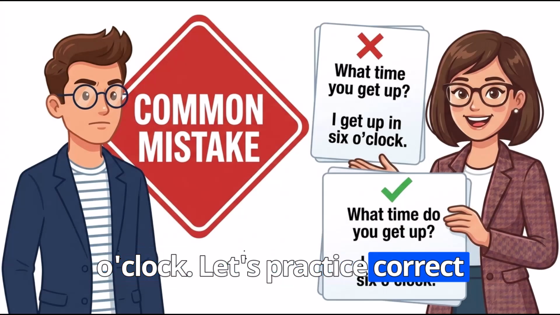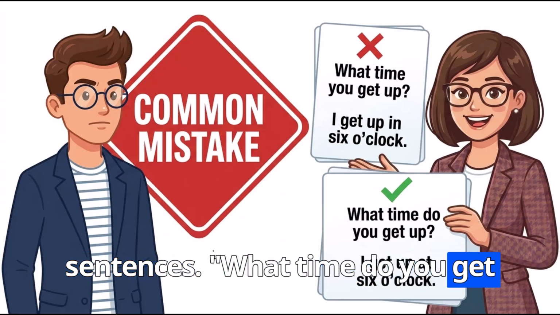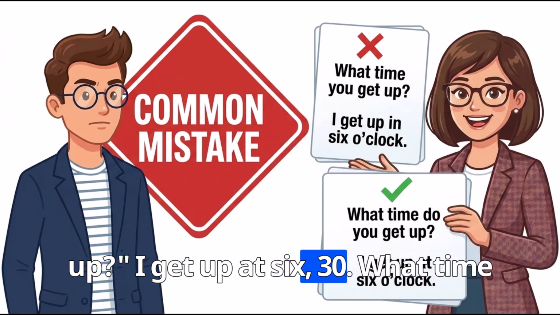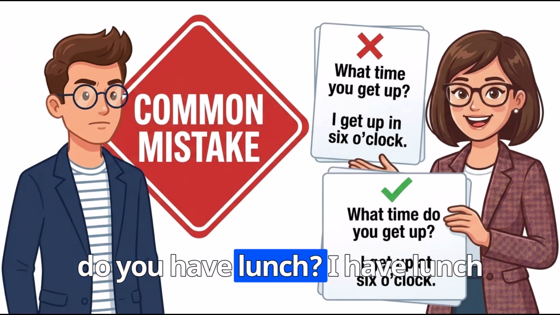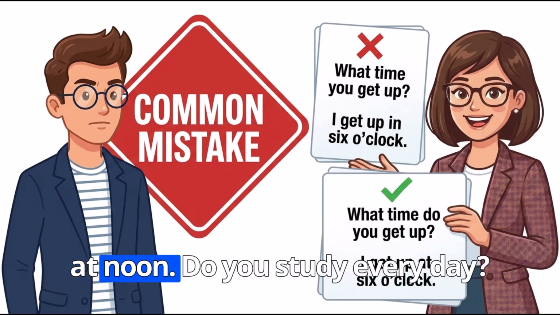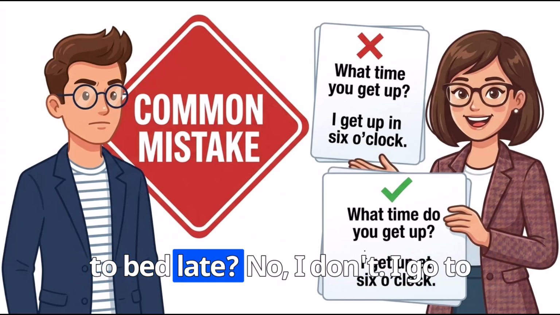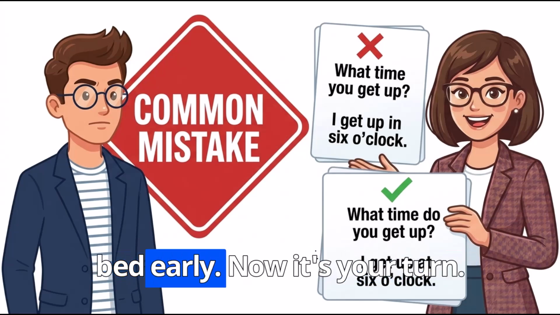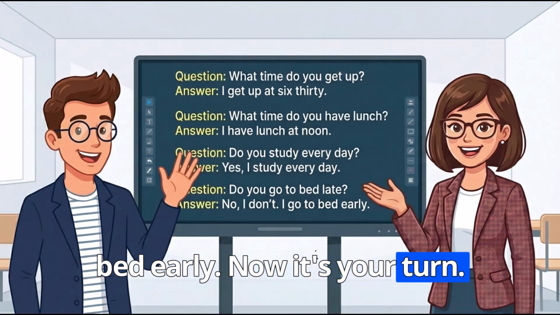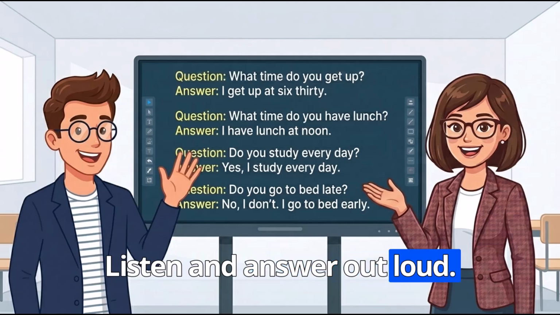Let's practice correct sentences. What time do you get up? I get up at 6:30. What time do you have lunch? I have lunch at noon. Do you study every day? Yes, I study every day. Do you go to bed late? No, I don't. I go to bed early. Now it's your turn. Listen and answer out loud.